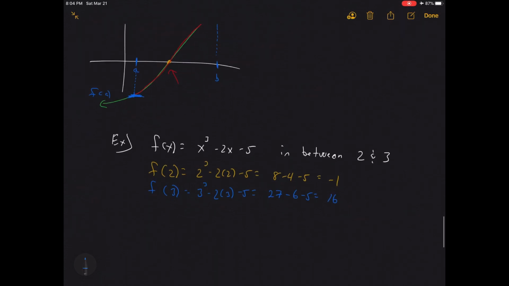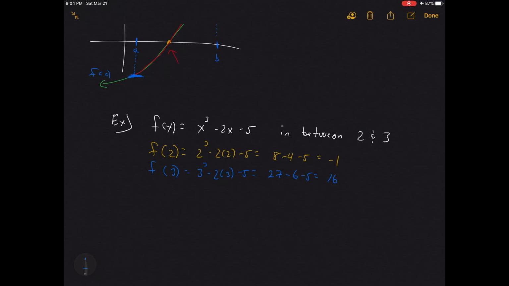So what you can see is that I have a negative value here and a positive value here, which means the only way that I can go from -1 to positive 16 is if I pass through 0 at some point on my graph. So by the intermediate value theorem, which I'm not going to keep writing out, there is at least one 0 between the x values of 2 and 3.